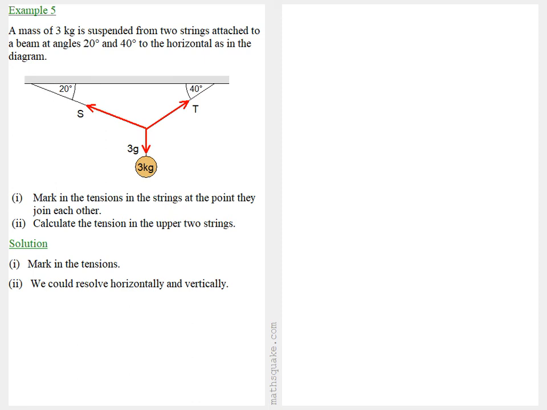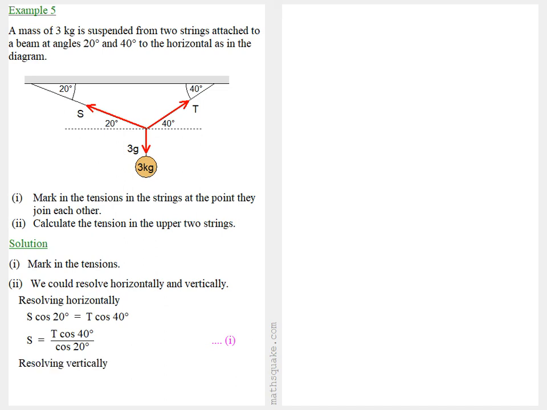Well, one way to do it would be to resolve horizontally and vertically. If we resolved horizontally, the angles between the horizontal and the two strings are 20 degrees and 40 degrees. So S cosine 20 equals T cosine 40. Or S is equal to T cosine 40 over cosine 20.